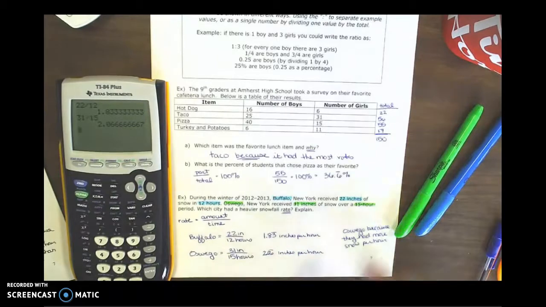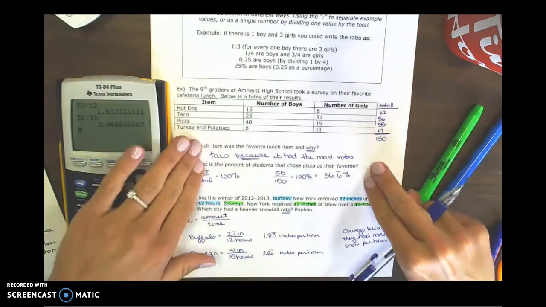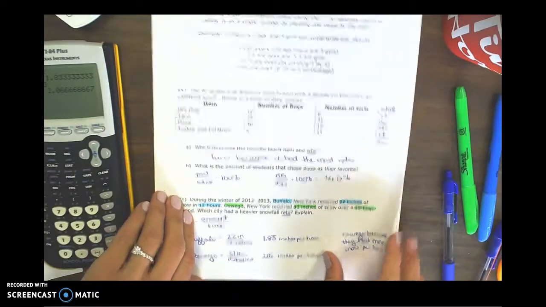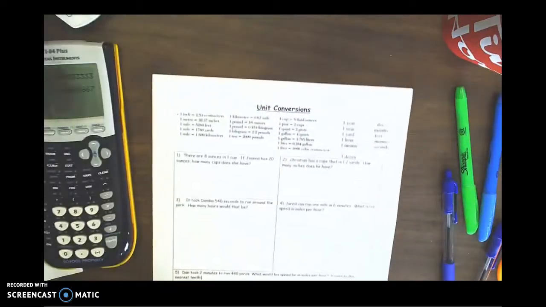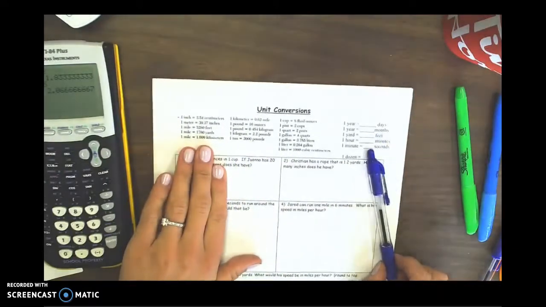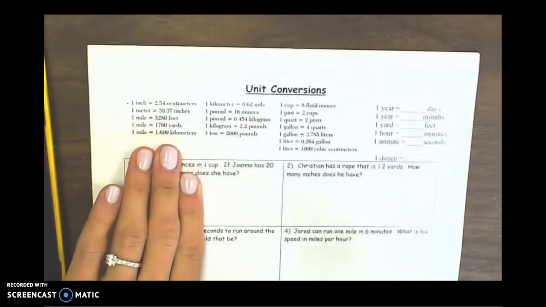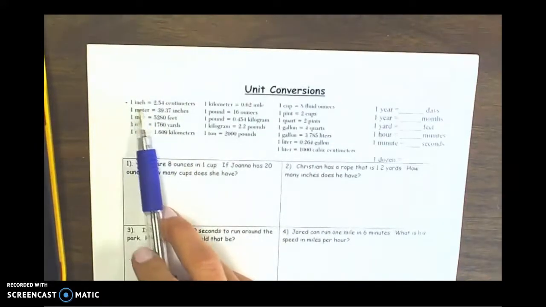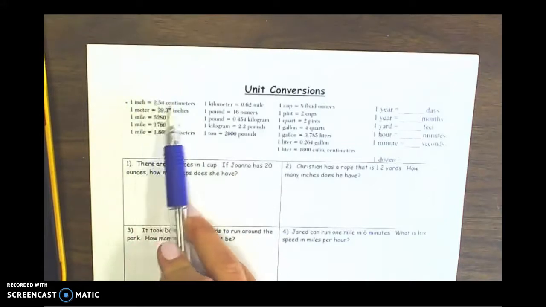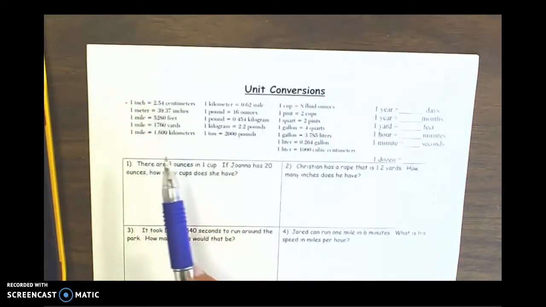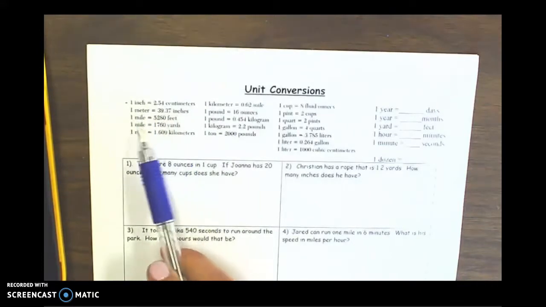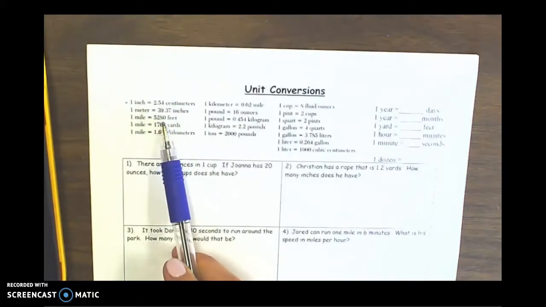So now that we've reviewed percentages and rates, now let's take a look at our unit conversions. If we flip to the back, we're going to see there's a lot of unit conversions up here. These are the unit conversions that we're going to be using in our different problems. So if we take a look here, we have 1 inch is 2.54 centimeters. So every time you have 1 inch, you have 2.54 centimeters within that 1 inch. 1 meter is 39.37 inches. 1 mile is 5,280 feet.